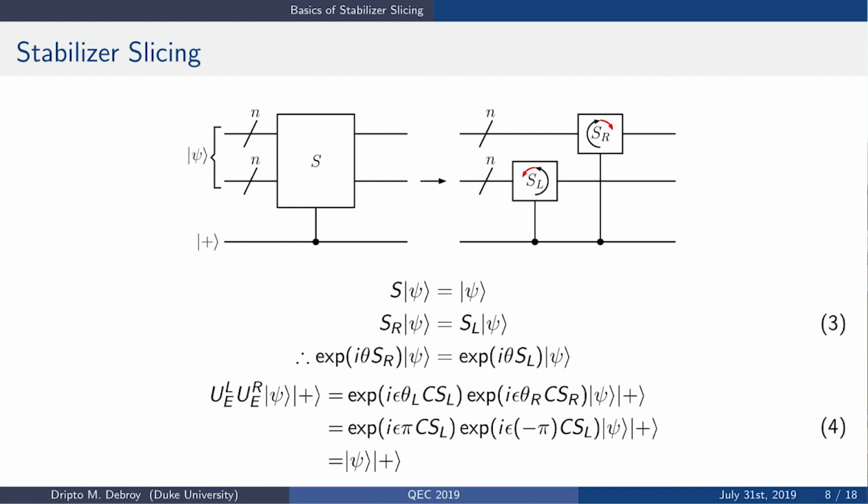So when we use our two facts, we first take theta L to be pi and theta R to be minus pi. Again, minus pi and pi is also a valid choice. And then we apply SR with SL. So now we have e to the i epsilon pi CSL and then minus e to the i epsilon pi CSL.